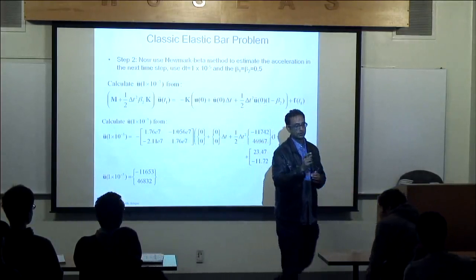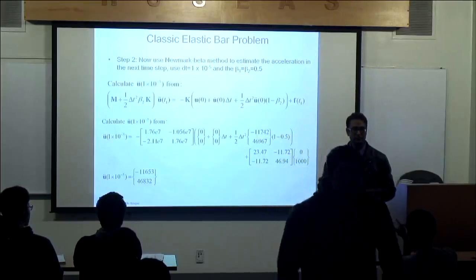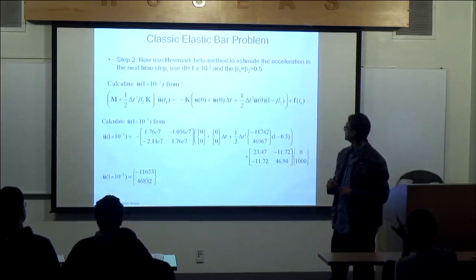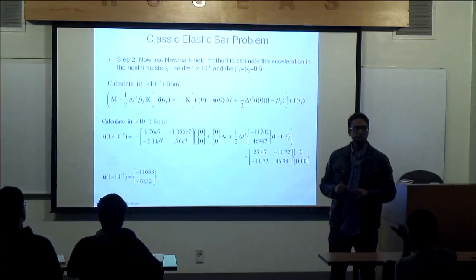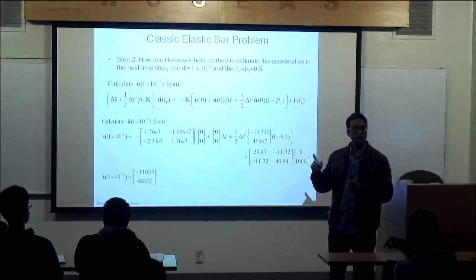There's a question. In the approximate function, there is only beta 2 there. But you are saying the Newmark beta method has 2 parameters, beta 1 and beta 2. Yes, but in your approximate function, there is only beta 2. I'm not sure where beta 1 is? Yeah. I'll show you where it is.